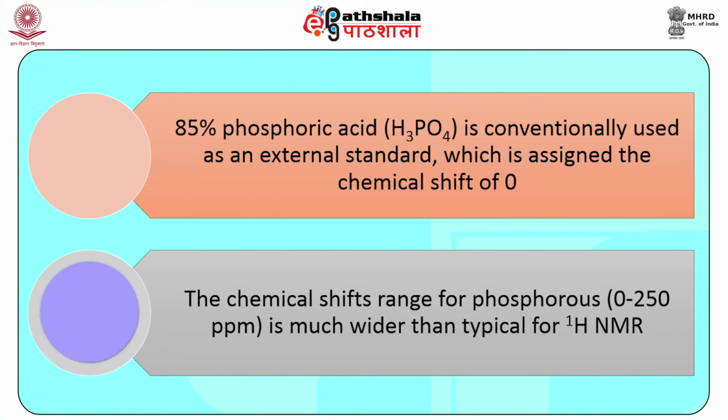The chemical shift range of phosphorus is from 0 to 250 ppm, which is much wider than the typical proton NMR spectrum. Now 31 phosphorus shows an interesting pattern in coupling with the neighboring atoms. The size of the coupling normally decreases dramatically with the number of intervening bonds. A proton directly attached to phosphorus, that is PH3 in phosphine, is split by a large coupling constant, that is one bond coupling of about 600 Hz.